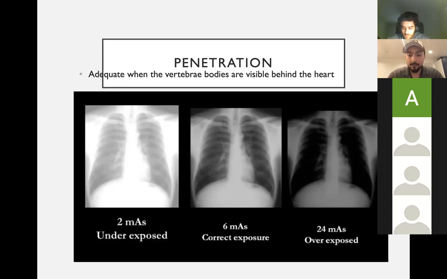The one on the far right is not good either because it is overexposed. You have a lot of radiation going through the lungs, and as a result, the lungs appear completely black. The soft tissue will not be visible. You won't be able to identify if there's anything going on in the lung tissue and parenchyma. Now, the one in the middle is the one you want, which has optimal penetration.